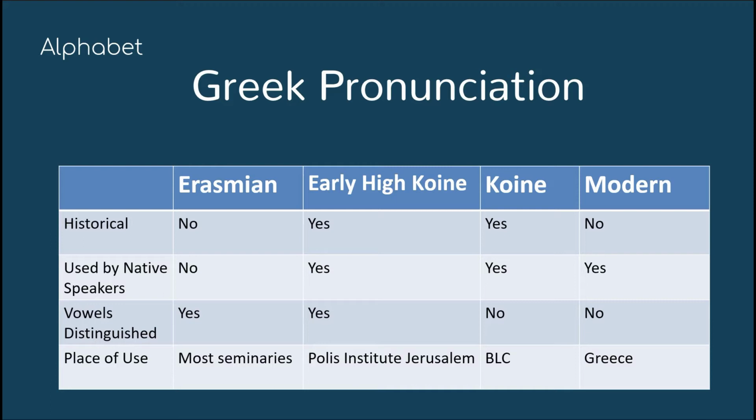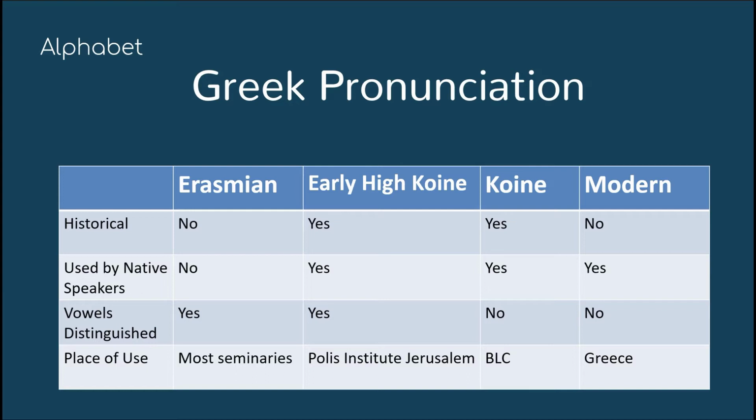Next we have Early High Koine. This system has been popularized by Christoph Rico at the Polis Institute in Jerusalem, one of the pioneers of the living language approach for Koine Greek. It has several advantages. First, it is a historical pronunciation, so it was used by at least some Koine speakers at some point in history. In particular, it was used by some high-class speakers in the early periods of Koine, which started in the late 4th century BC. The main vowels are distinguished, though in a different way than Erasmian.